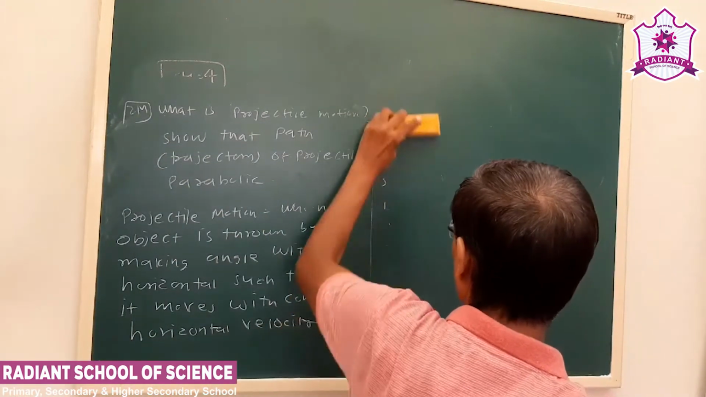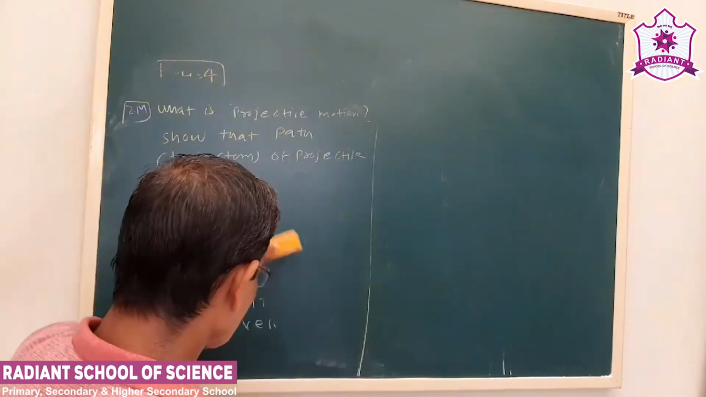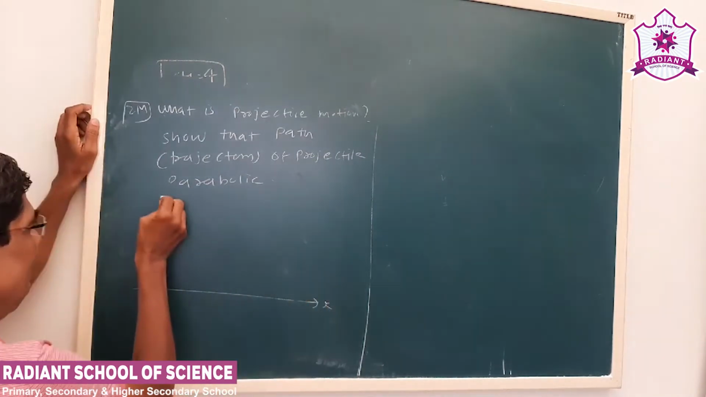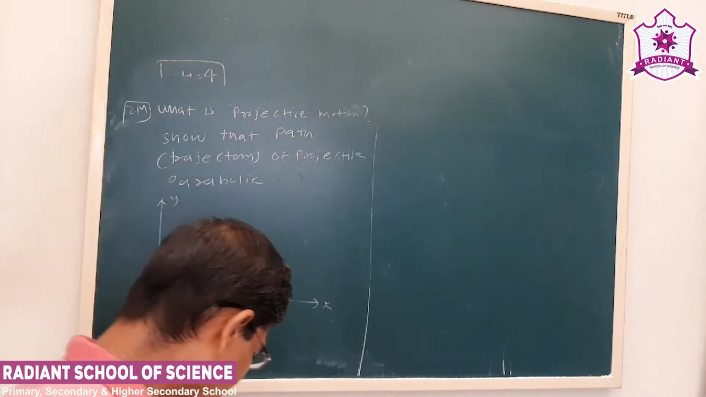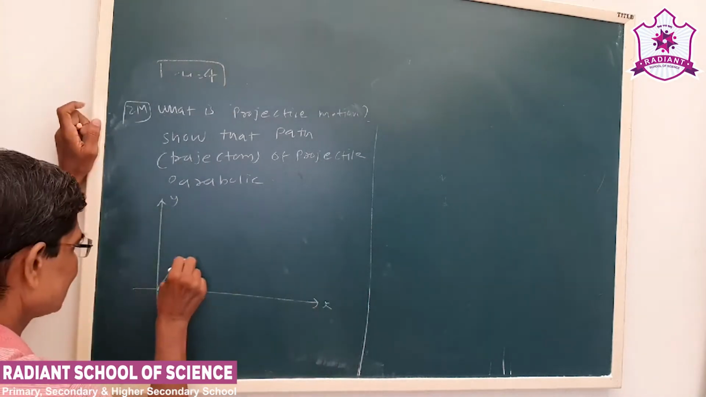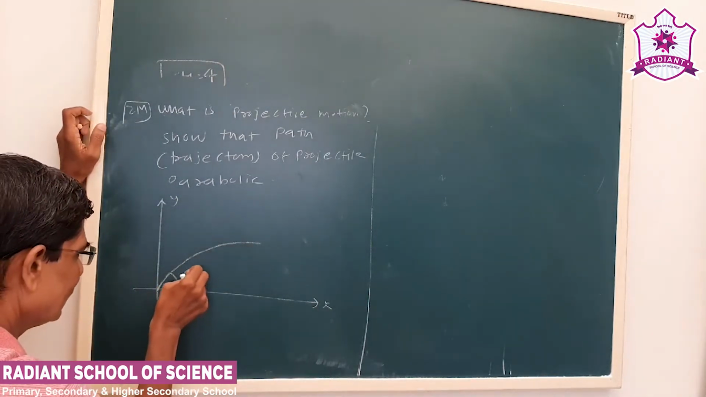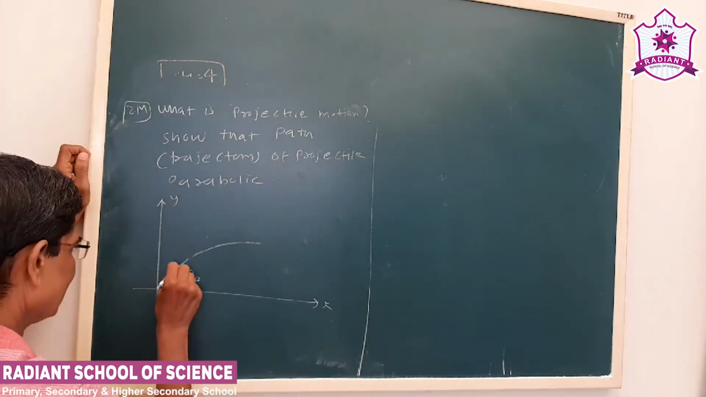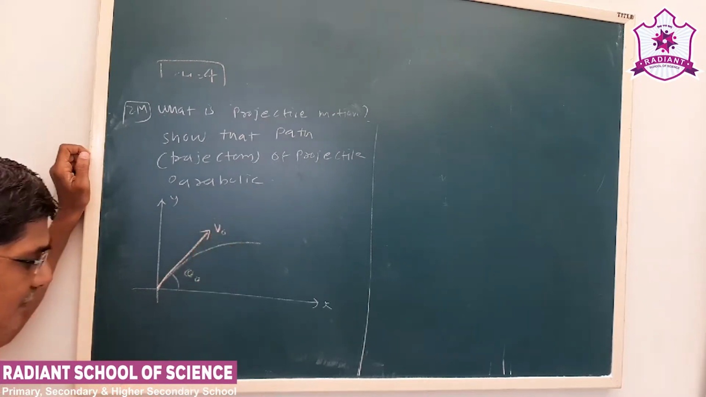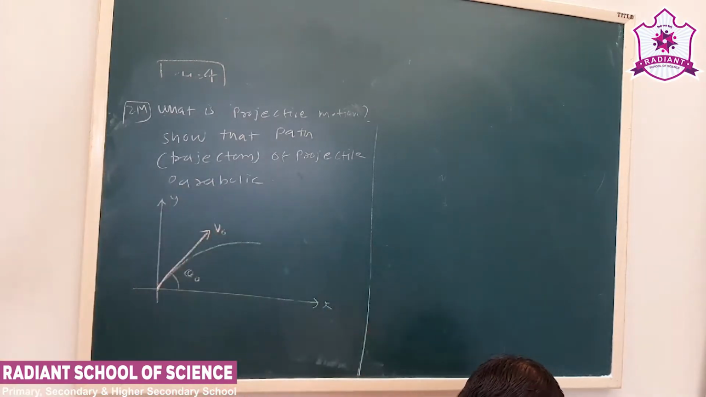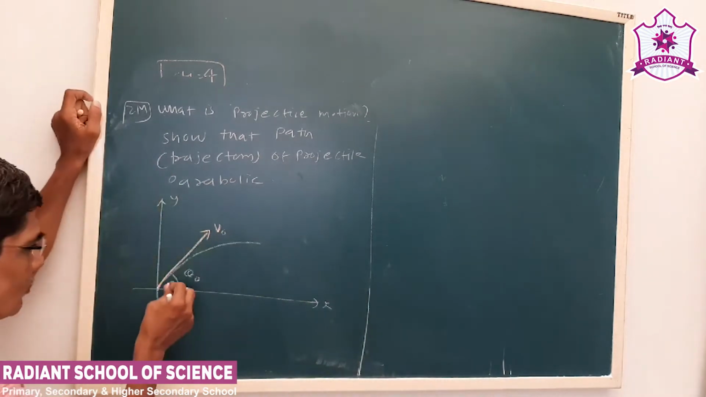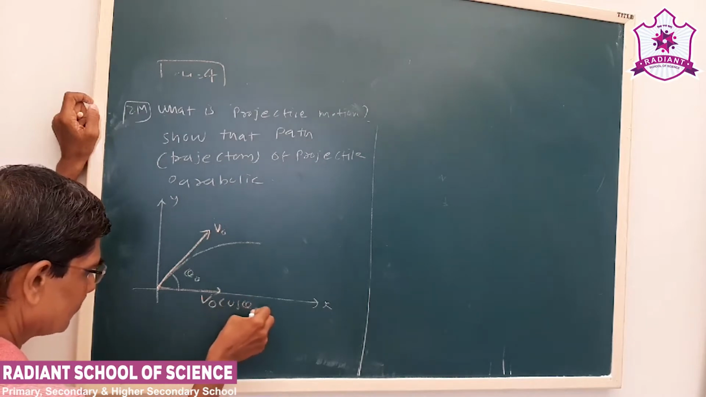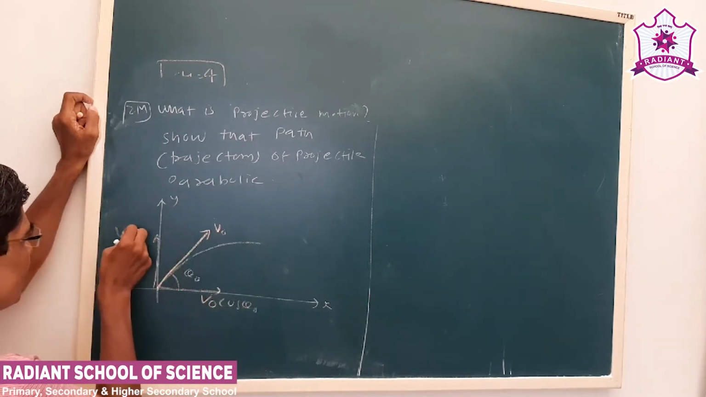The path or trajectory of a projectile is parabolic. Now here we consider two-dimensional motion. Let us say the body is thrown like this. Say the angle made with the horizontal is theta0. Let us say it is projected with initial velocity v0. What are the two components? The x component will be v0 cos theta0.